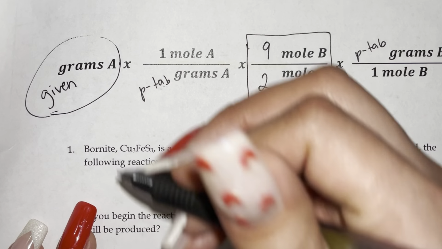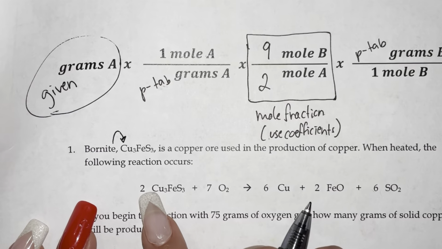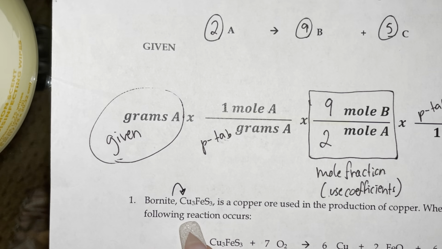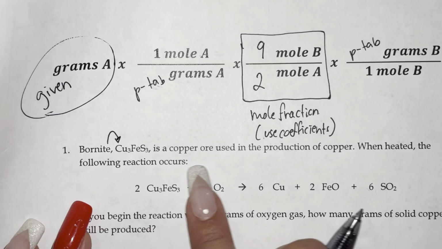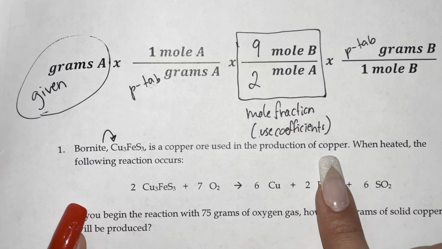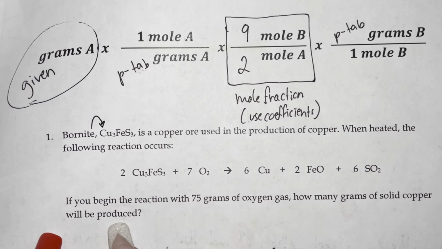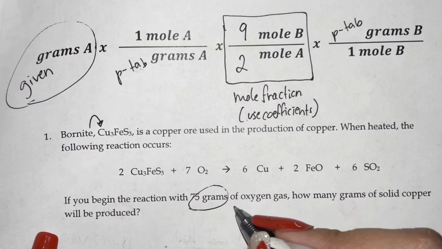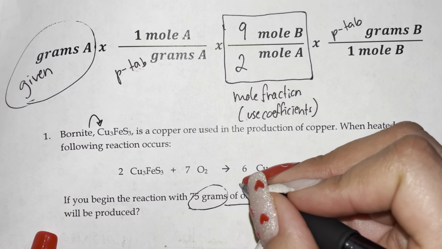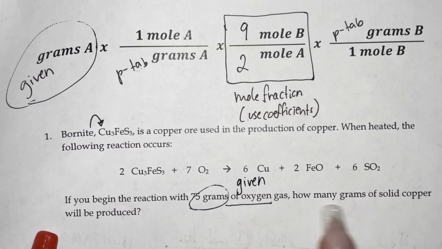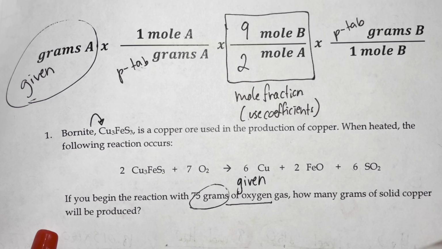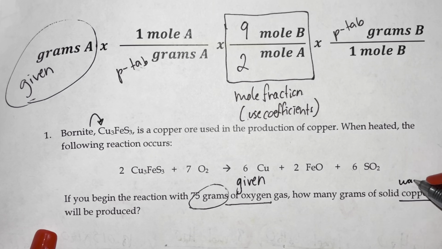First question says bornite, and just in case you don't know, I always give you the chemical. If you don't know it, I'm always going to give it to you. Is a copper ore used in the production of copper. When heated, the following reaction occurs. If you begin the reaction with 75 grams of oxygen, that's your given. That's all you need. How many grams of solid copper would be produced? And this is your once.